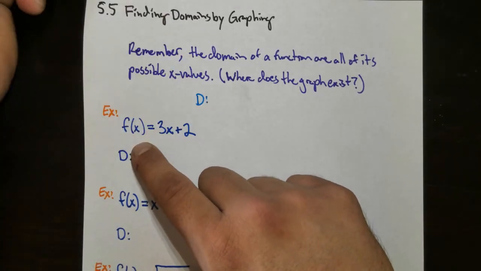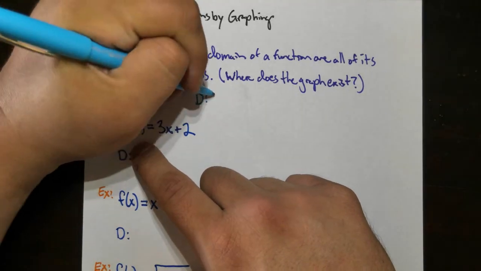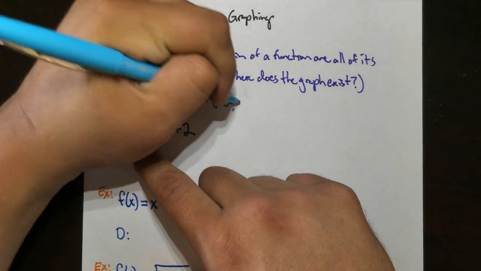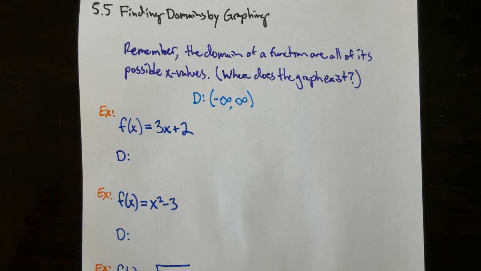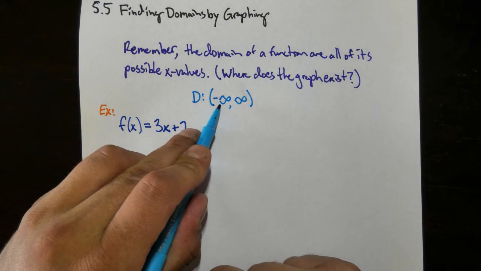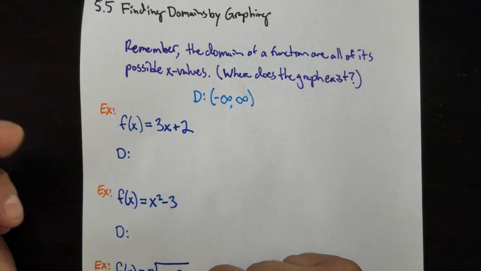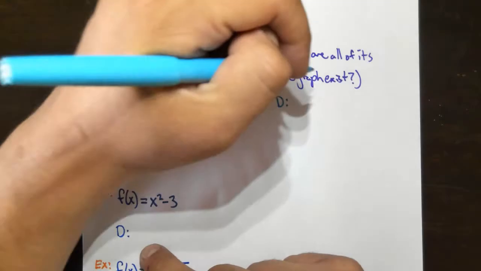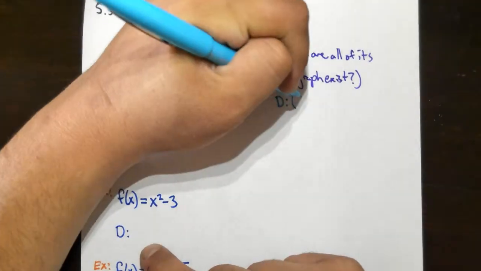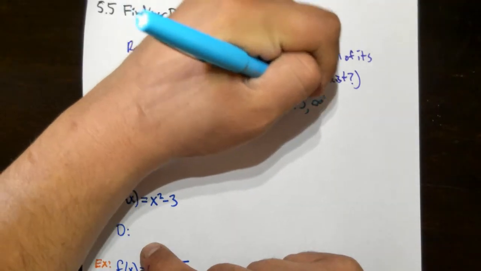Some of them, and in fact a lot of them, exist from negative infinity to positive infinity. They go on forever to the left, and they go on forever to the right. So we would say it exists from negative infinity to positive infinity. Another example, sometimes they don't exist forever. So sometimes it'd be something like it goes from 3 to positive infinity.